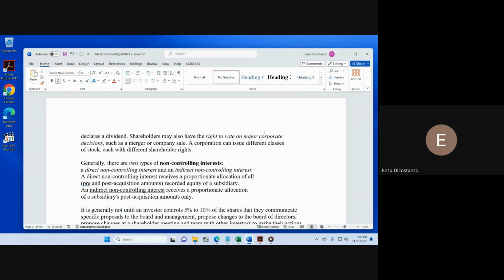There are two types of non-controlling interest: direct non-controlling and indirect non-controlling. Direct non-controlling receives a proportionate allocation of all recorded equity of a subsidiary. Indirect non-controlling receives a proportionate allocation of a subsidiary's post-acquisition amounts only. And the direct one is pre- and post-acquisition amounts.